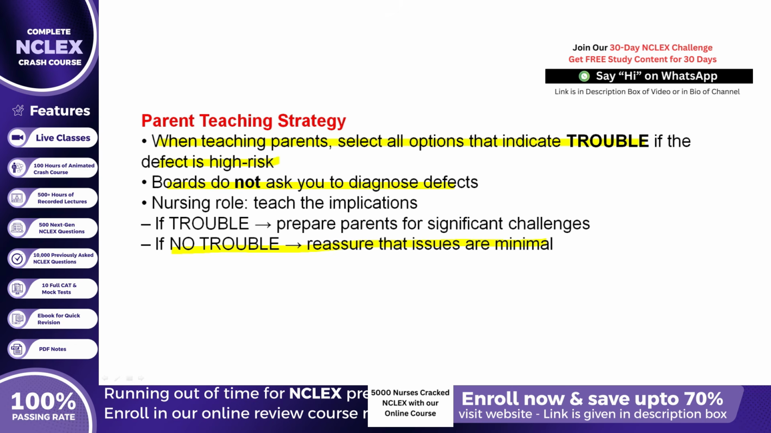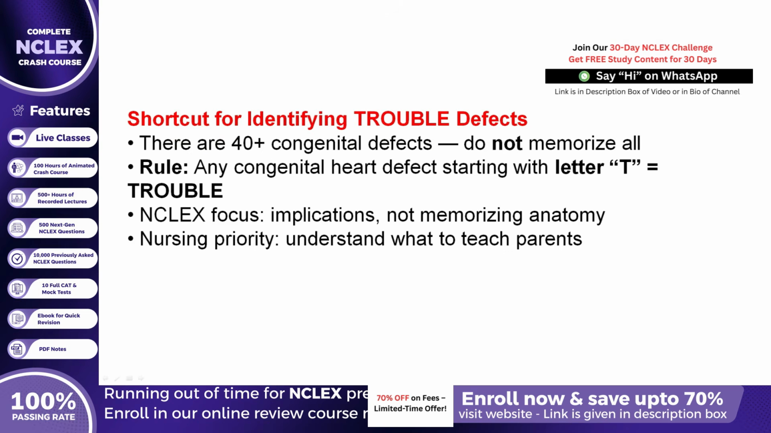Moving into the shortcut for identifying trouble defects, it helps to know that there are more than 40 congenital defects, so you do not need to memorize them all. The rule to remember is that any congenital heart defect starting with the letter T is considered trouble. The NCLEX focus is on implications, not on memorizing anatomy, and the nursing priority is simply to understand what to teach parents.